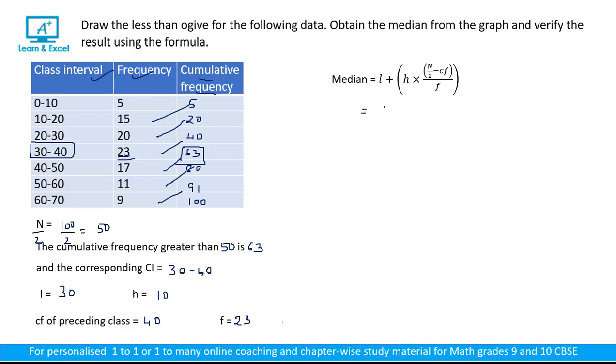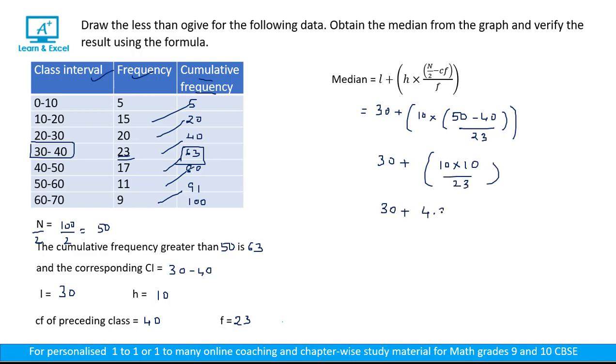Let us put the values. So we will have 30 plus 10 into 50 minus 40 upon f, which is going to be 23. So we are going to get 30 plus 10 into 10 upon 23, that is 30 plus 4.34. So 34.34 is our median.